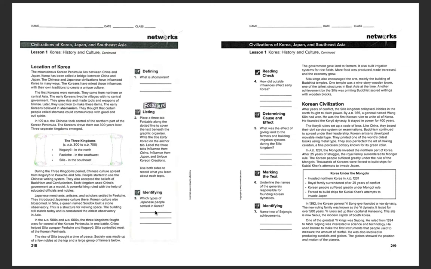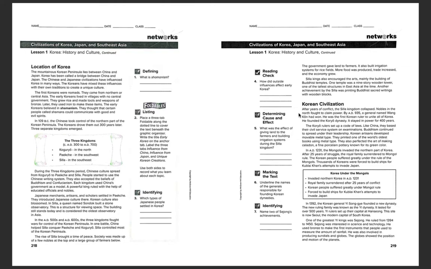All right, so let's look here at Korean civilization. It says, after years of conflict, the Silla Kingdom collapsed. Nobles in the north fought to claim power. By AD 935, a general named Wang Kon had won. He was the first Korean ruler to unite all of Korea. He founded the Koryo Dynasty. It stayed in power for 400 years, this dynasty did.